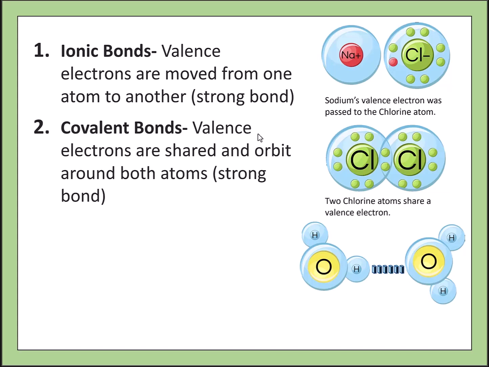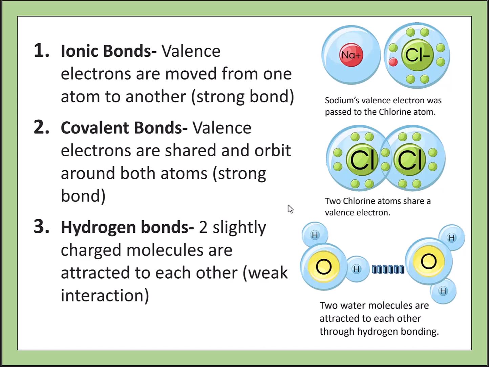In a covalent bond, valence electrons are shared and they orbit around both atoms. This is also a strong bond. And you can see here these 2 chlorine atoms are sharing these 2 valence electrons, and so they are then bonded together. So even though they are the same element here, they are still forming a compound. And this formula would be Cl2.